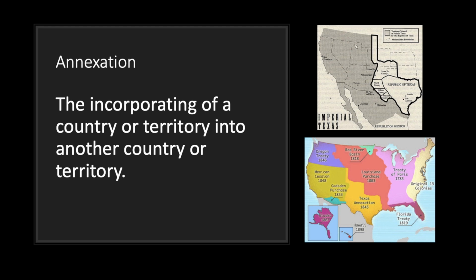The next word is annexation. This one we talked about in the last unit and will come into play here again in this unit. So annexation is going to be the incorporation of a country or territory into another country or territory. So we talked about the Texas annexation of 1845, and we're going to see this again in this unit when we get to it. And so annexation is just incorporating another territory or land into your country.